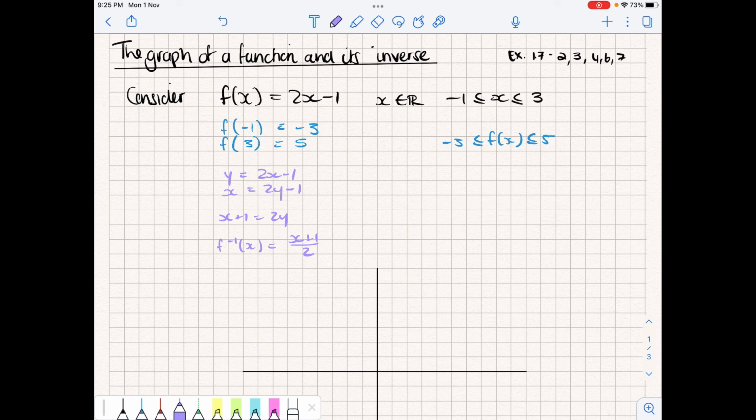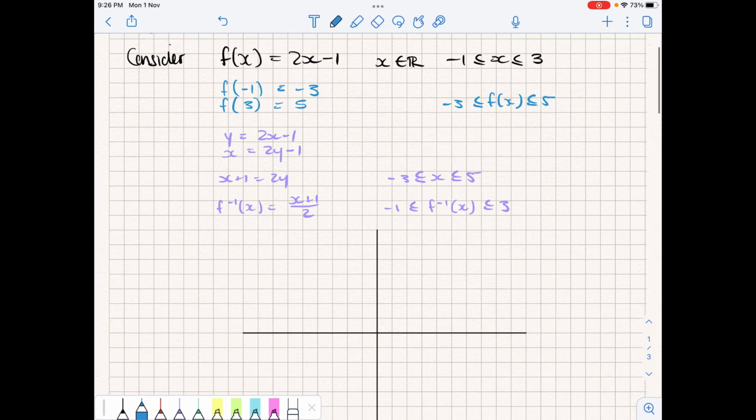Now, we already learned about the domain and range of a function and its inverse, and we know that the domain of the inverse function is the same as the range of the original function. So the domain of the inverse will be between -3 and 5. And likewise, the range is the same as the domain of the main function. So my range is going to be between -1 and 3.